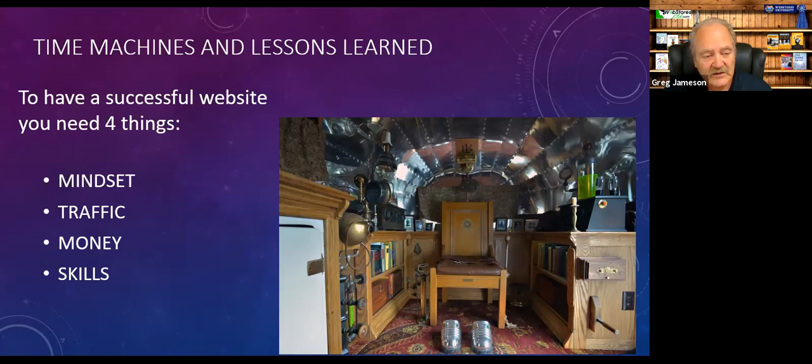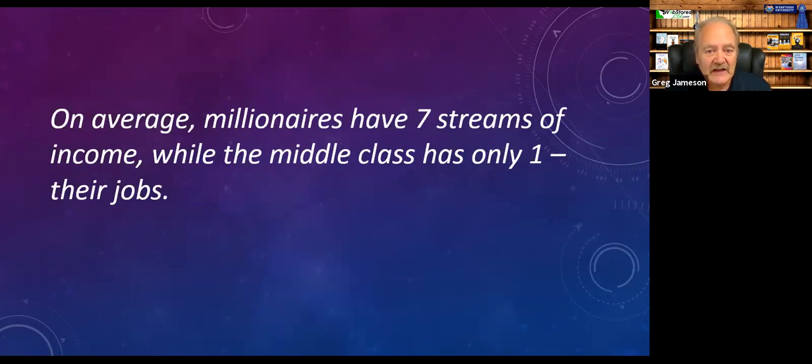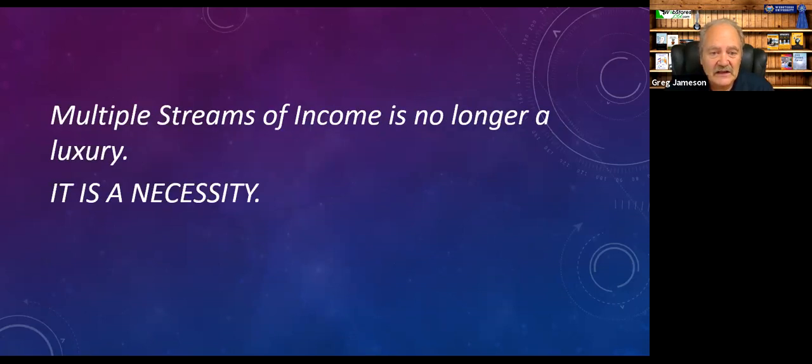So the first thing that we're going to talk about today is getting traffic to your website. And I love this quote by Warren Buffett: if you don't find a way to make money while you sleep, you're going to work until you die. The fact is that on average, millionaires have 7 streams of income while the middle class has only 1, their jobs. I asked at the beginning how many different revenue streams you have on your website, and most people said either 0 or 1. Multiple streams of income is no longer a luxury, it's a necessity.